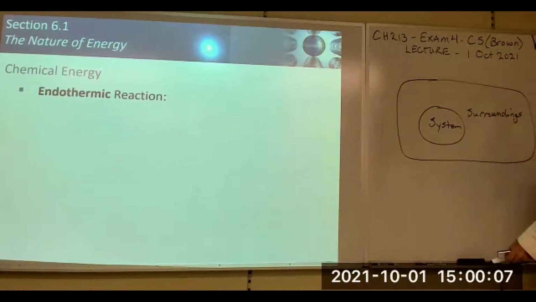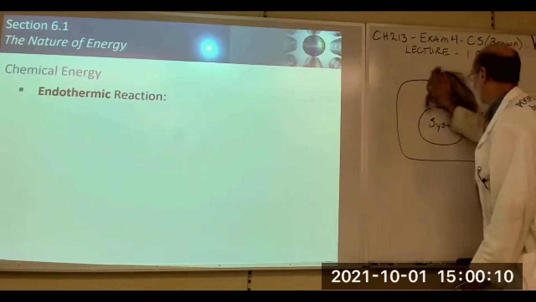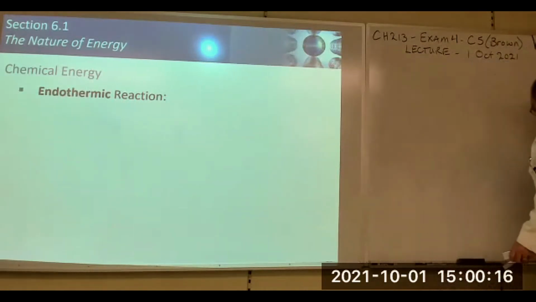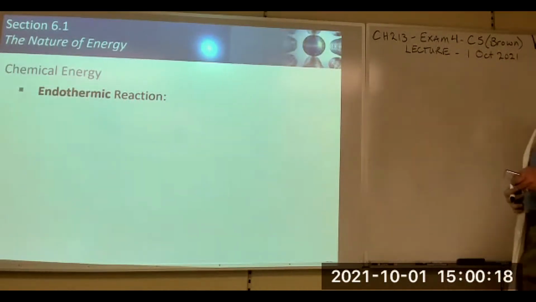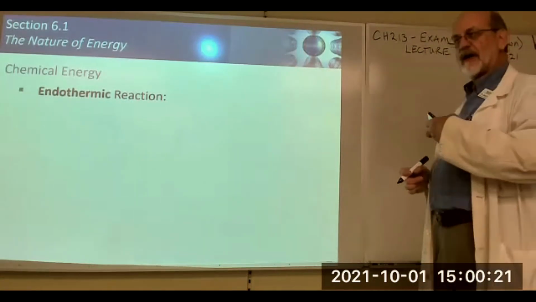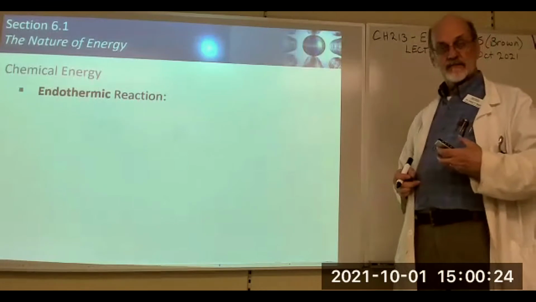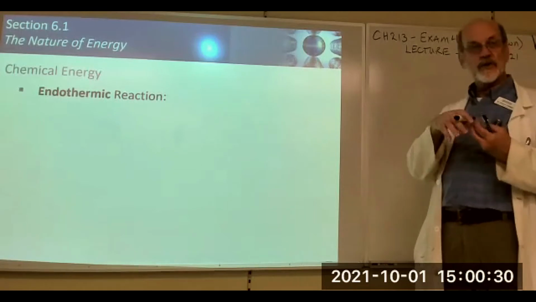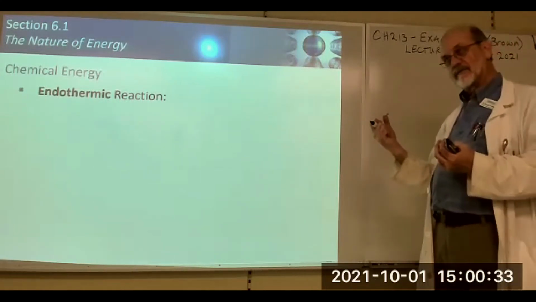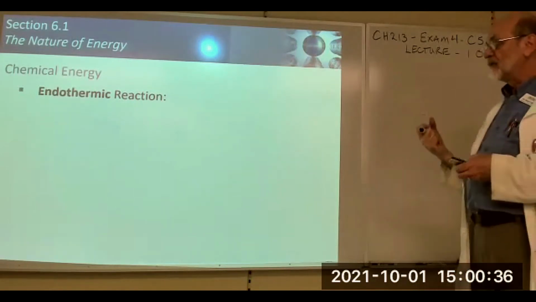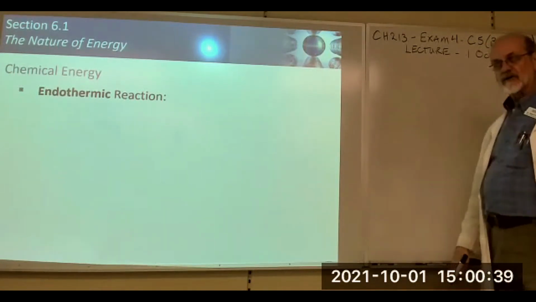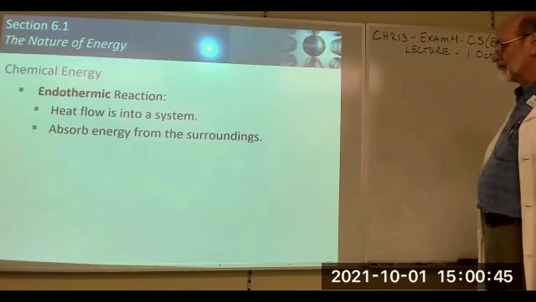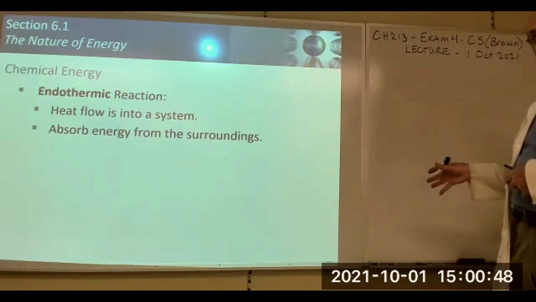Okay. Now, when a reaction takes place, we speak of it in terms of which way the energy moves. If we define our reaction as our system, then does energy flow into the system as a consequence of the reaction, or does it flow out of the system when the reaction occurs? If it flows into the system, we have an endothermic reaction. Endo meaning into. Okay, heat flows into the system. It has to absorb energy from the surroundings.